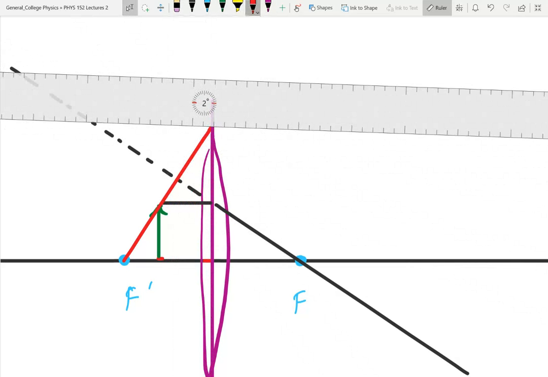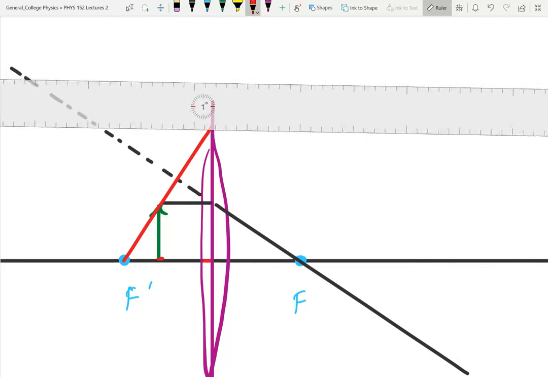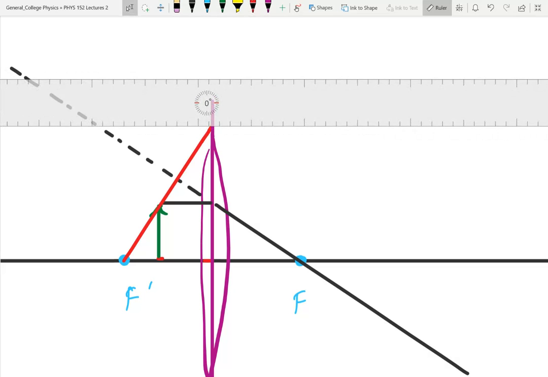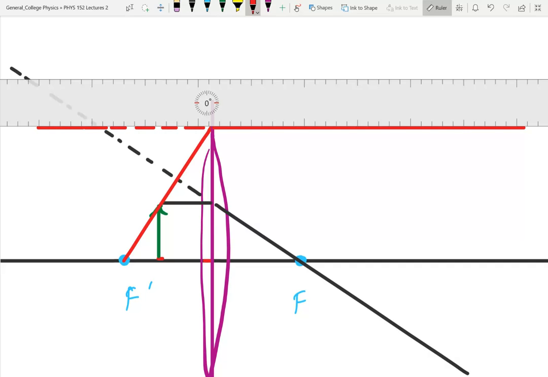And now put my ray. So it's going to come out parallel. The focal ray comes out parallel. And once again, I'm going to extrapolate backward because I know that's where it's going to be formed. It's going to be a virtual image.